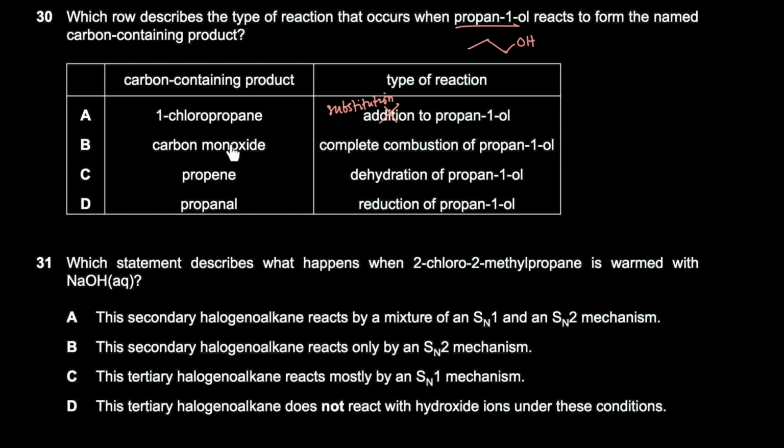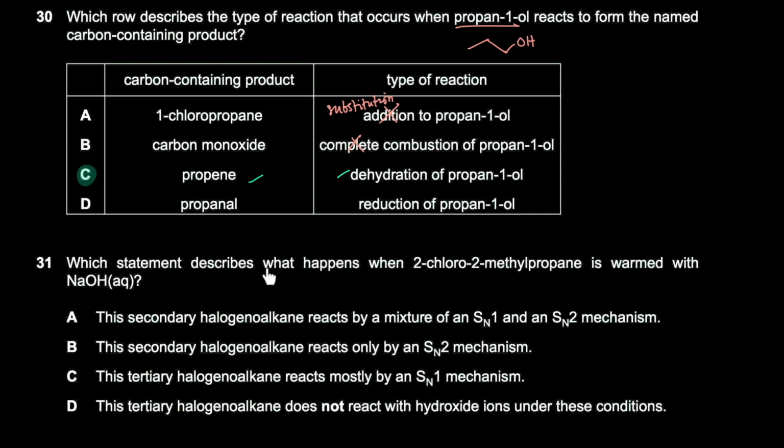Carbon monoxide does not form as a result of complete combustion. It forms as a result of incomplete combustion. Propene forms as a result of dehydration of propan-1-ol. This is correct, so the answer is C. Again, in dehydration, the mechanism is elimination. Elimination of H2O is a dehydration reaction. We remove the OH and a hydrogen from the neighboring carbon, and we end up with a double bond, and that gives us propene.